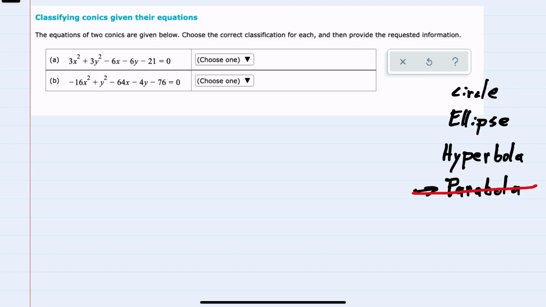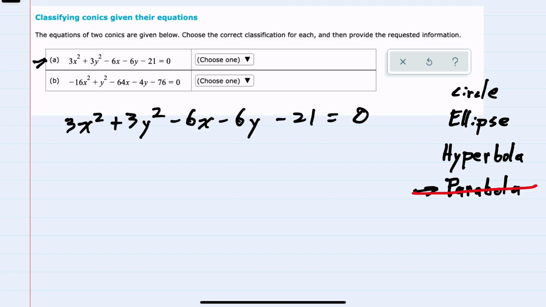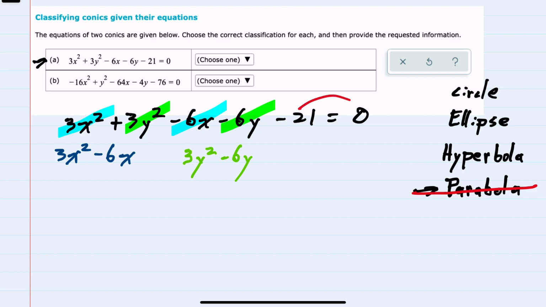where we end up. Starting with the first one here, A, to put these in standard form, I'll need to complete the square. And since both of my leading coefficients are positive, I'll start with the x's and group those together to be 3x squared minus 6x. And then I'll group my y's together, leaving a little space, 3y squared minus 6y. And then I'll move that negative 21 over to the other side as a positive 21.